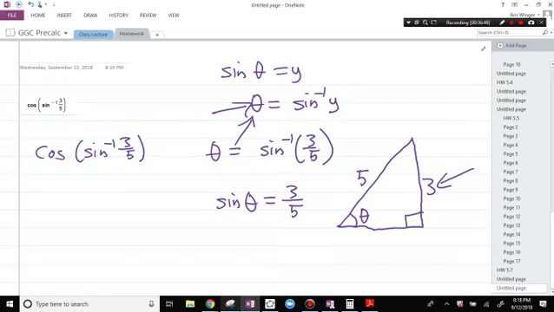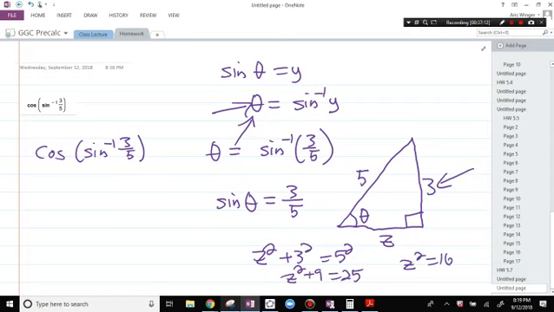What number is it? 4. Thank you, brother. 3, 4, 5 triangle. If we don't know what it is, we can use the Pythagorean theorem, but this particular triangle comes up so often that we should have this memorized by now. But let's get it. Z squared plus 3 squared equals 5 squared. Z squared plus 9 equals 25. Z squared equals 16.